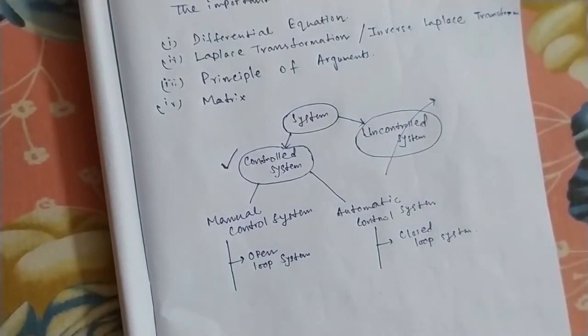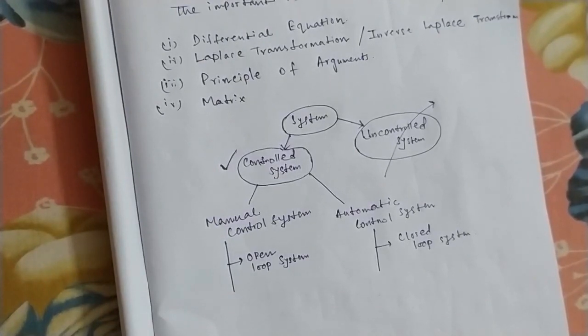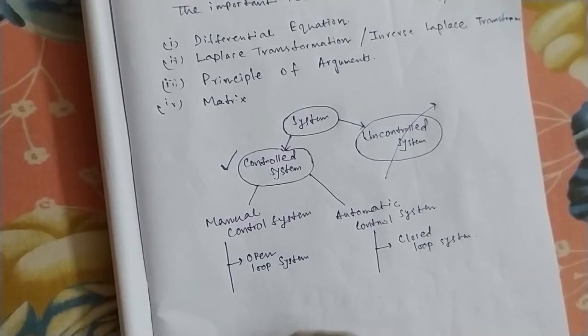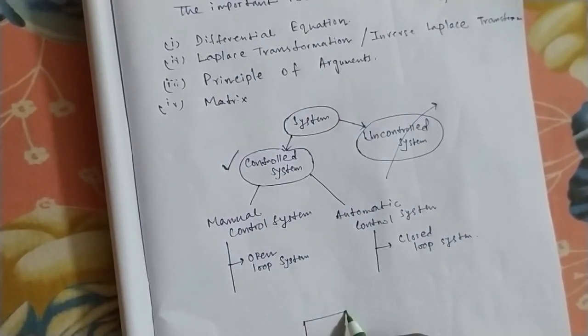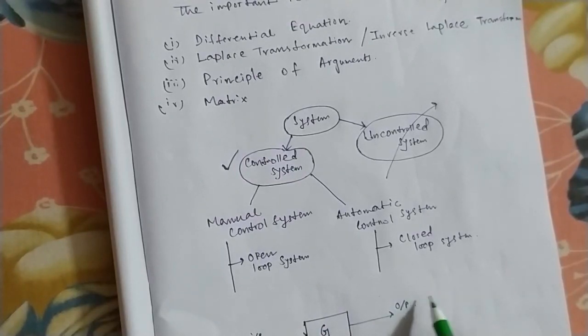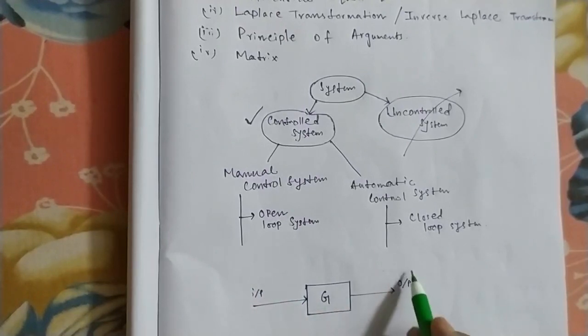So, the manual control system, why it is known as an open loop system: here I say that this is my system, which I am denoting as G, and this is my input, this is my output. If I change the input, I will get a change in the output.